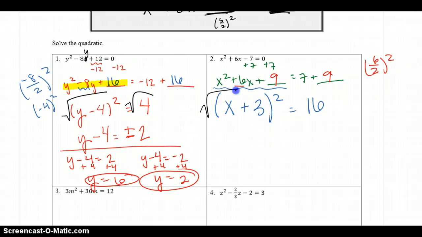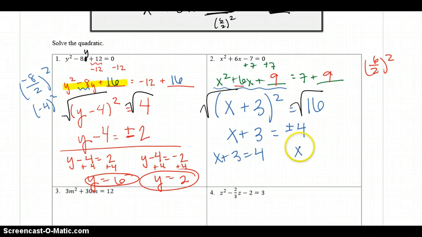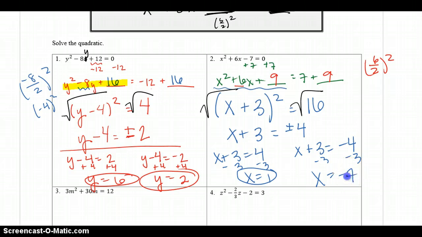Now I need to square root both sides. When I square root the left, the square root and the square undo each other. I'm just left with what's in parentheses, x plus 3. That will be equal to the square root of 16, which is plus or minus 4. Set up my two equations. x plus 3 equals positive 4. x plus 3 equals negative 4. Subtract 3 from both sides, and x equals 1. Or, if I subtract 3 from both sides over here, x equals negative 7. I have my two solutions for the problem.